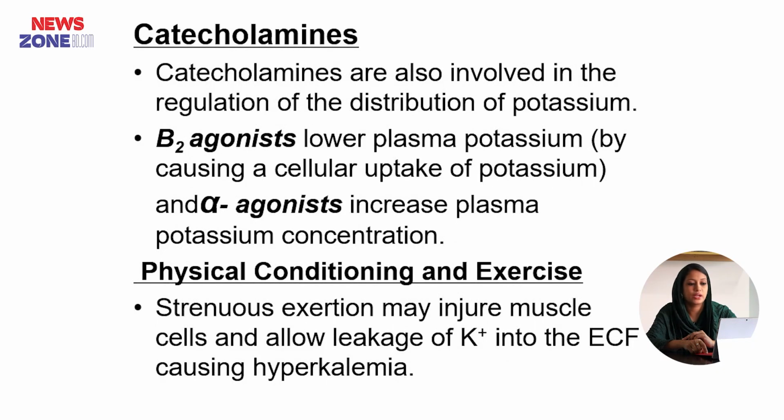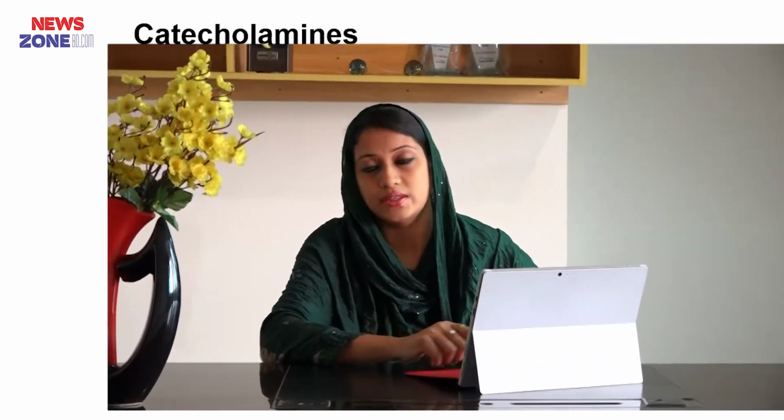And catecholamines. Catecholamines are also involved in the regulation of the distribution of potassium. Beta agonists lower plasma potassium and alpha agonists increase plasma potassium concentration. And physical conditions and exercise are also involved. Strenuous exertion may injure muscle cells and allow leakage of potassium into extracellular fluid and cause hyperkalemia. That is all for today.